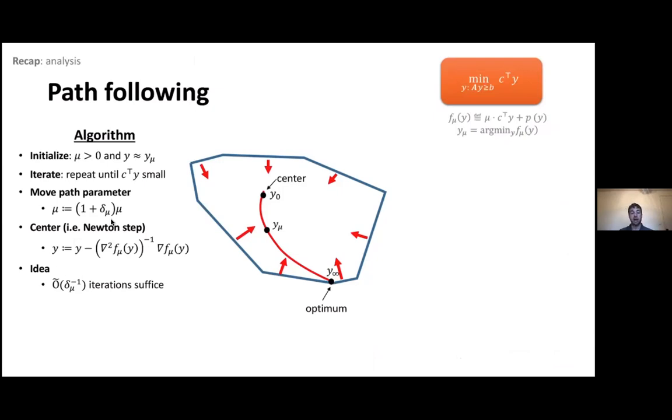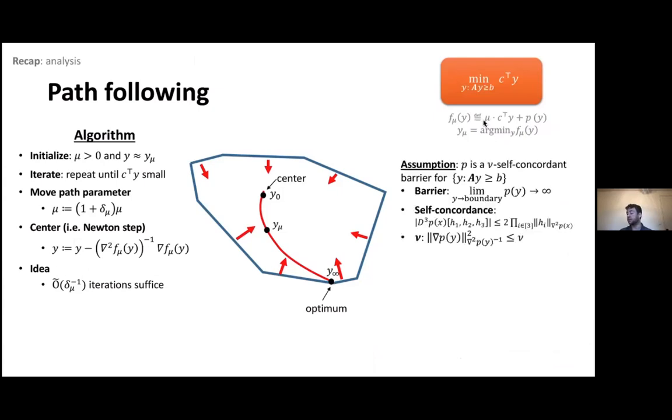So last lecture, we derived and motivated a bit the different assumptions we'd want on this penalty function in our penalized objective. And the assumption we derived by the end of the last lecture was that this barrier function P is a nu self-concordant barrier for the polytope, the set of y where Ay is at most b. What this meant was that this penalty function P was a barrier, meaning its value went to infinity as y went to the boundary of the polytope. We also assumed that this penalty function was self-concordant, meaning we could bound the third derivatives in any directions in terms of the magnitudes of those directions in the Hessian norm.